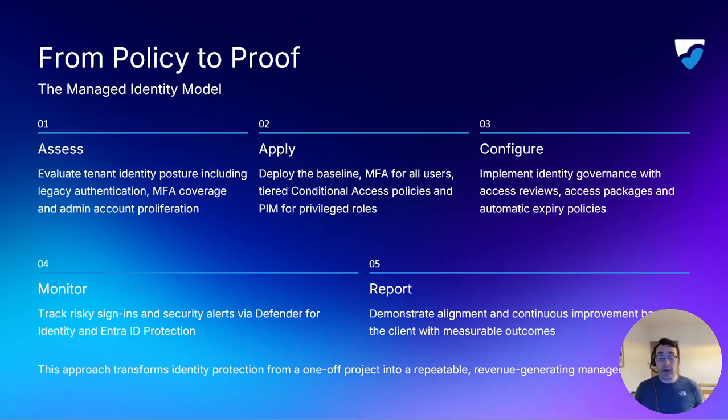When we talk about best practice, we start with Entra, and that's conditional access policies. That's maybe the privileged identity management role, blocking legacy authentication, enforcing MFA. All those controls are things that we need to start applying. And that still sits within the defense. We talk about assess, we talk about apply, then we talk about configuration. Implementing identity governance is the next step.